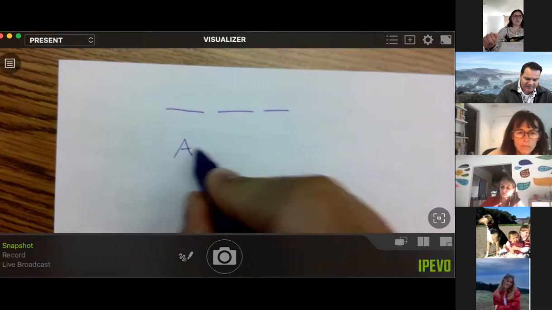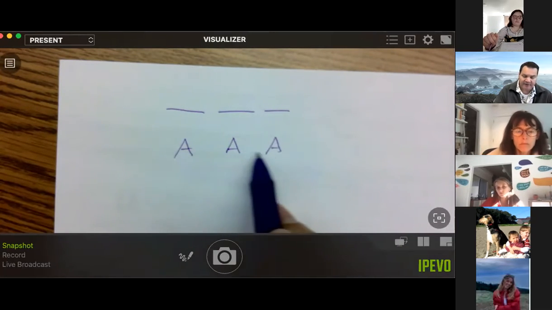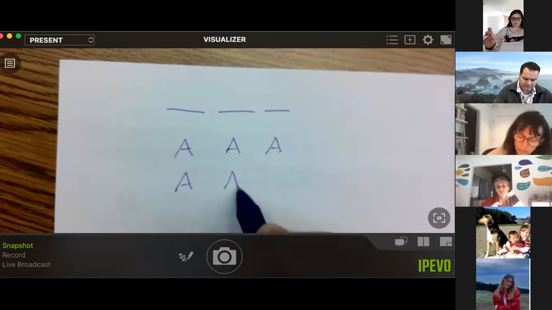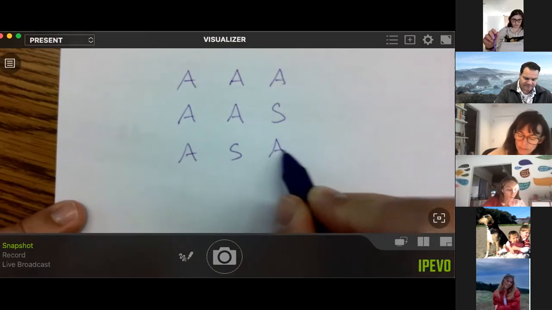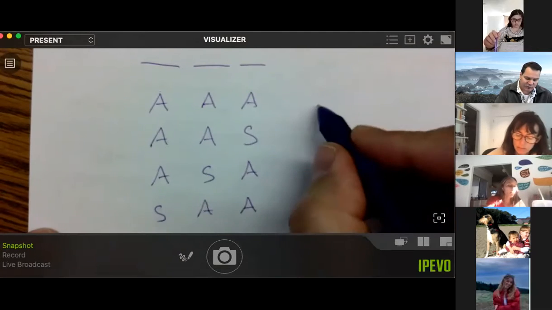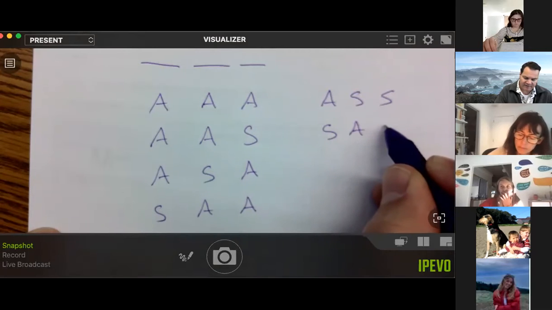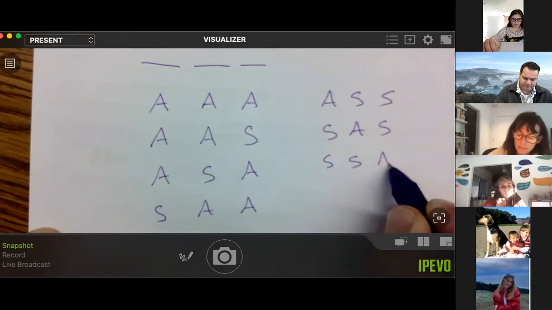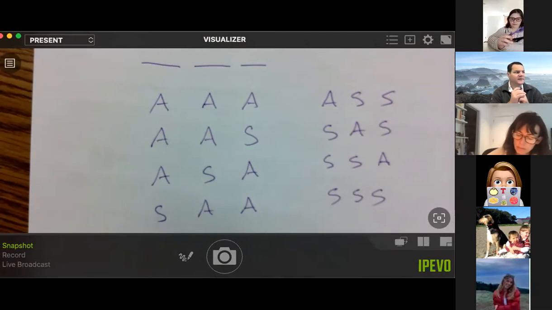Well, conceptually, if I've got three slots to fill and I'm filling with A's or S's, I could have all three A's. I could have one S, which could appear in any of three locations. I could have two S's appearing in a variety of locations. Or I could have all three S's. That's the world of possibilities. There's nothing else that could happen with three spaces and A's and S's.